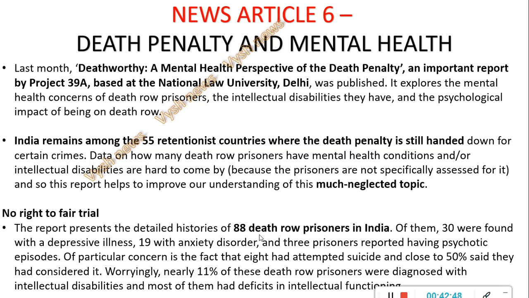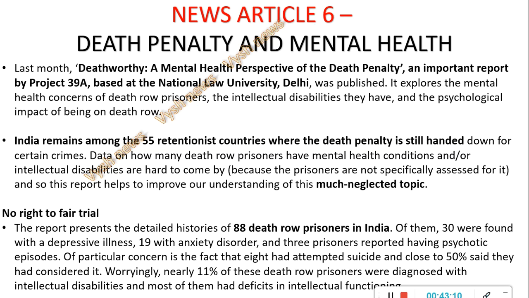And if you see the last 88 people who got death penalty, out of that 30 were people who had depressive illness, 19 with anxiety disorder, 3 people having psychotic episode. So there were such cases. Many of them have attempted suicide in the past. Many have thought about it in the past. So such people, should they be given death row, or should they be given proper treatment and maybe life imprisonment? Because they did a crime, obviously, so they should be put in jail.